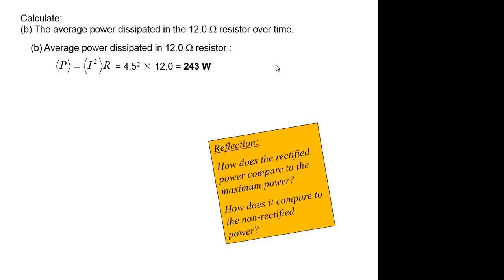You know the root mean square current, you know the mean square current, you can find the power. But can I ask you, how does it compare? Two questions: how does it compare to the maximum power? And how does it compare to the non-rectified power? What do you all get? Is it already up there? Okay, so think about it. How does this power you have compare to the maximum power? Anyone calculated?